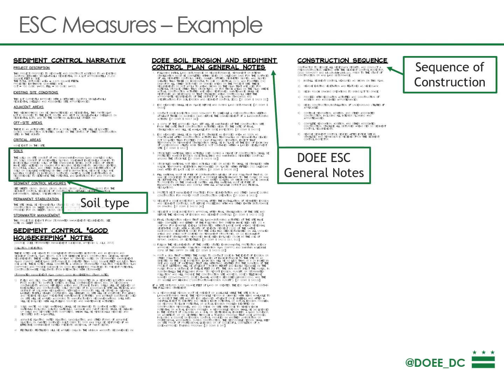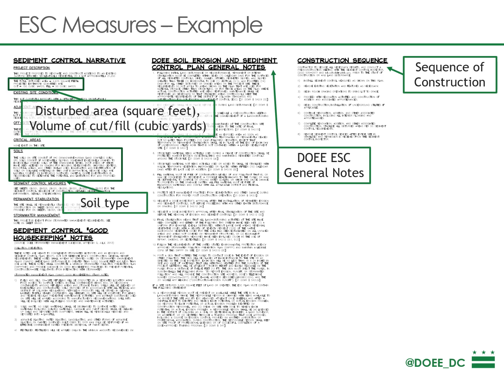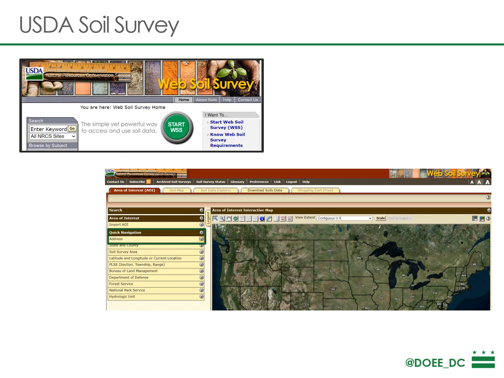Here's another different way of representing the DOEE general notes. They've typed out the 15 notes here rather than copying and pasting the table. And they've typed out here the disturbed area and the volume of cut and fill.